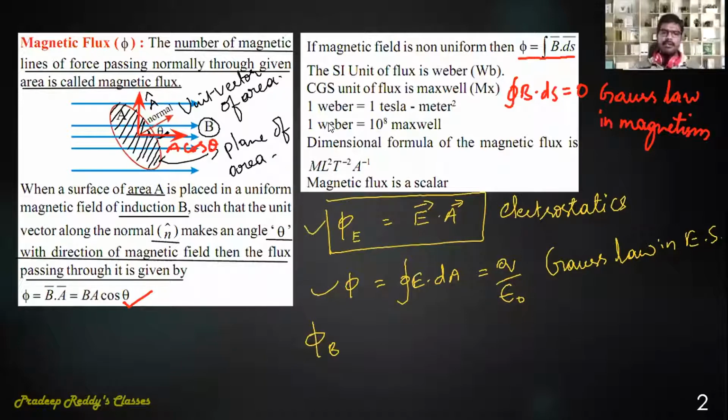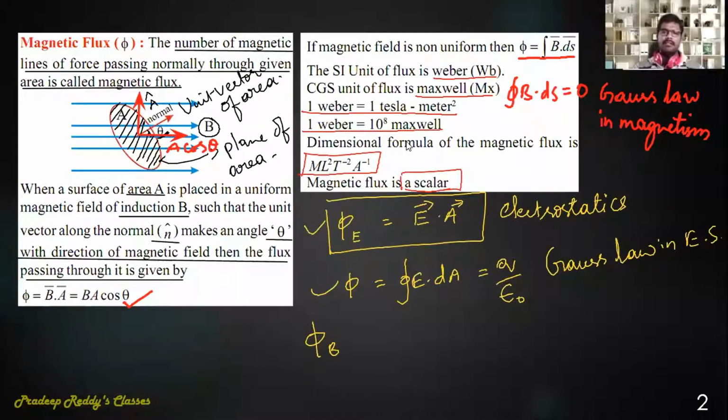Now, the SI unit of flux is the Weber, and the CGS unit is the Maxwell. 1 Weber is equal to 1 Tesla meter square, or 1 Weber is equal to 10 power 8 Maxwell. The dimensional formula of magnetic flux is M L square T power minus 2 A inverse, and magnetic flux is a scalar quantity.